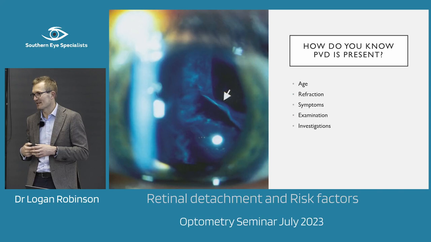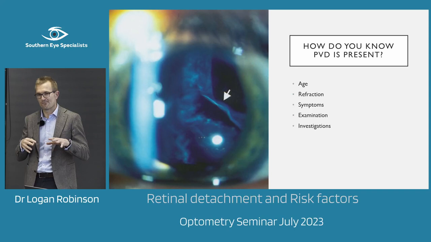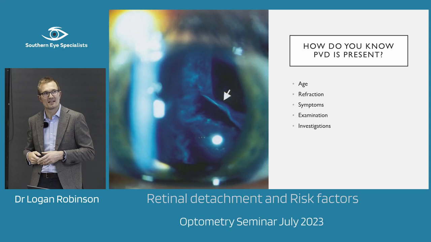So there's a grey area of 40 to 50 year old myopes where you might not be quite sure whether, if they had a detachment, it was one of these round hole ones or if it was PVD related. But hopefully you could tell by looking at the tear, or looking to see if they really do have PVD. And you've got symptoms, which is flashes and floaters, that's easy enough.